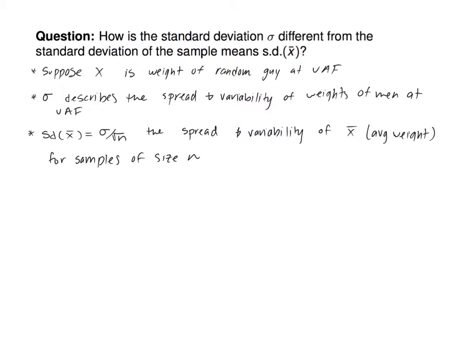We can use that to ask the question, well, is the hockey team's average weight bigger than a random average group of people at UAF? Is this group of 20 people actually different than any other random group of 20 people? So it's looking at averages as opposed to individuals. I think that's a good distinction.